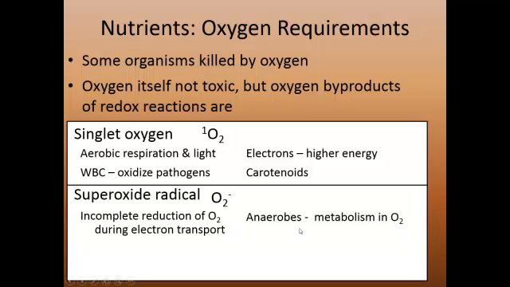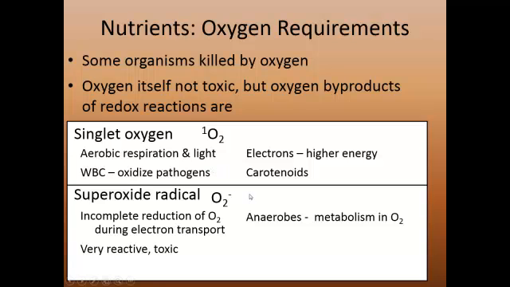So some anaerobes, when they undergo metabolism in the presence of oxygen, will produce superoxide radicals, even if they do not have an electron transport chain, and it kills them. Because superoxide radicals are very reactive, very toxic, they go around pulling off hydrogens even more so than singlet oxygen.